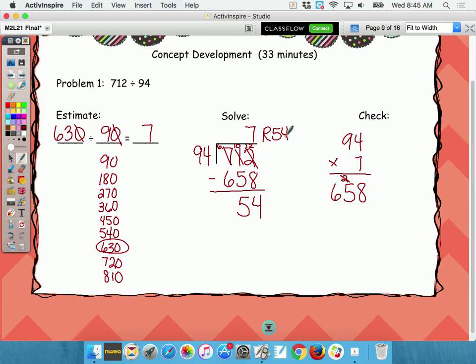So the only thing I have left to check is to add my remainder in. Yep, it's all correct. So I guess I'm just going to keep writing the multiplication problem over here under check in case it works out for me.